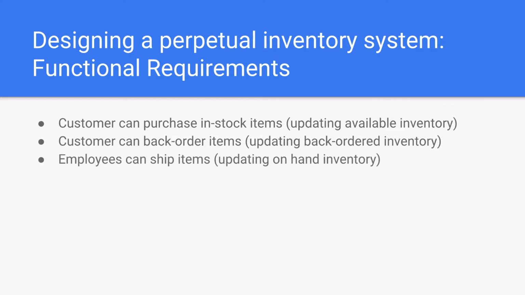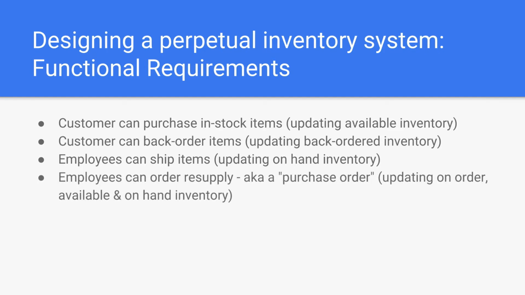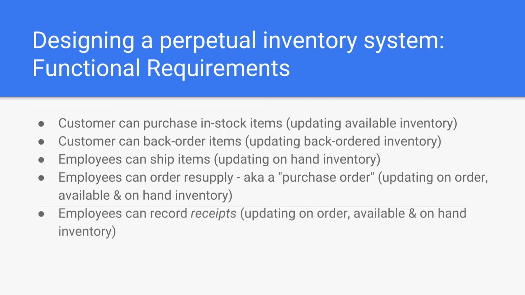Employees can actually ship items. So this is putting it on the truck and sending it off to a customer. This is going to update our on-hand inventory. And employees can order a resupply, and this would also be called a purchase order. So this is where we're actually ordering from our suppliers. So we update the on-order available and on-hand inventory when we order this resupply. And we can also record receipts, which also updates all of these fields in the inventory. And actually, I guess the resupply, we are only updating the on-order. We don't actually update the available and on-hand. When we record the receipt, we do update the on-order, available, and on-hand.